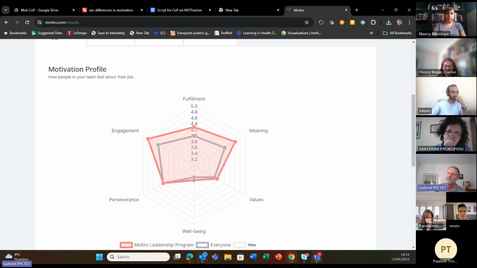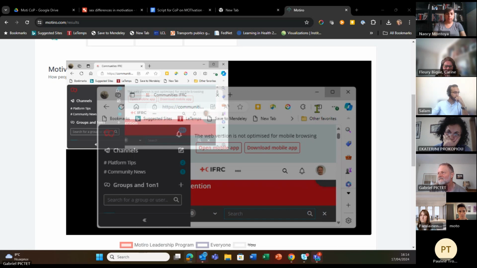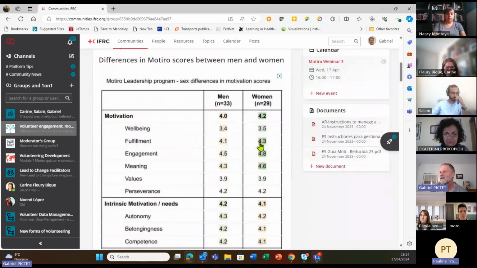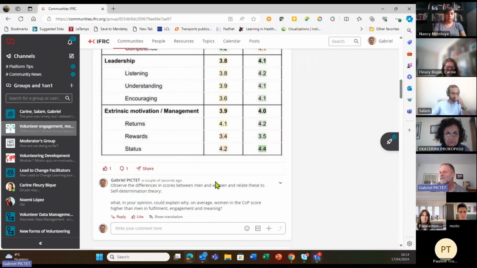So the question is, in your opinion, and actually let me just put it here. Okay. So this is the assignment for us right now. So observe the different scores between men and women and relate these to self-determination theory. If you have any questions on self-determination theory, you can either look in the topic section or you can just ask your question. And then now the assignment is, what, in your opinion, could explain why, on average, women in the community of practice score higher than men in fulfillment, engagement, and meaning?